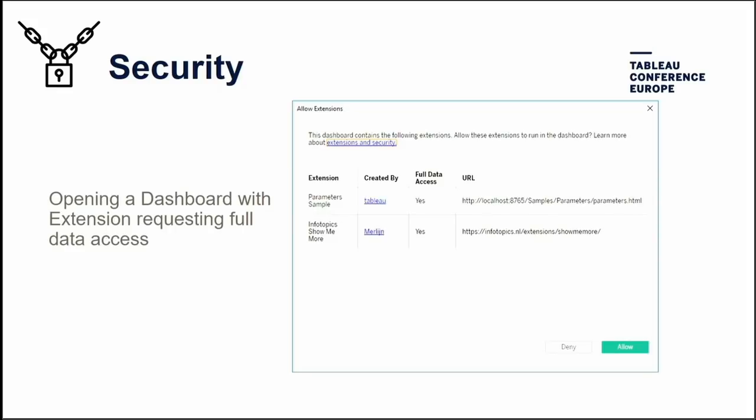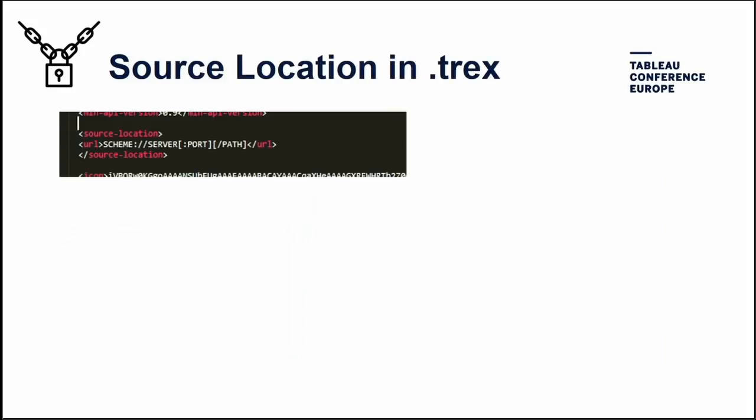When you're either opening a dashboard that has an extension requiring full access, or you're bringing out an extension that requires full access, you will get a security prompt. So this is where you can see some of the information that we entered. And if you want to make sure that people feel confident using extensions in your organization, then it's really important that this information is filled out correctly.